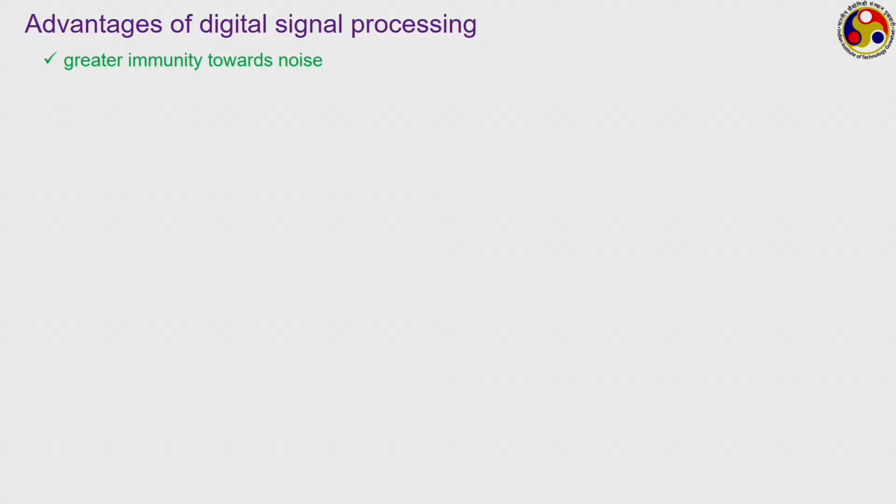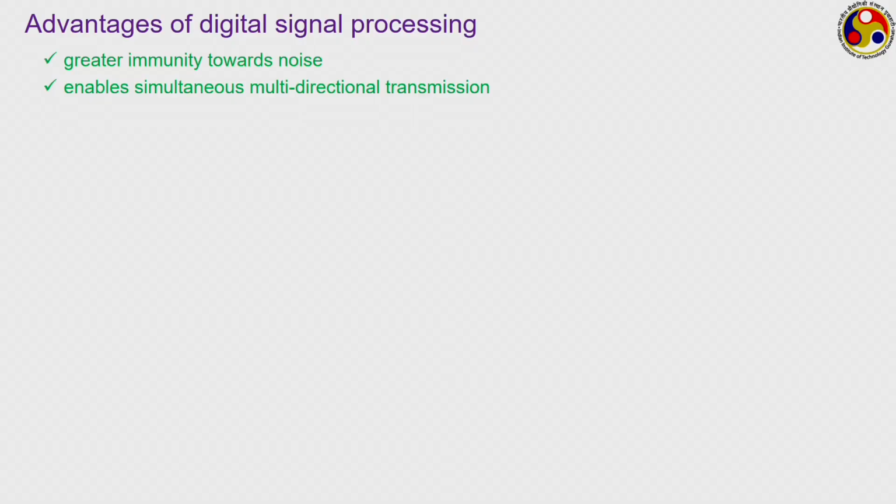Firstly, greater immunity towards noise. We shall be shortly seeing one example. Digital signals are, you can say, totally immune to the surrounding effects, thereby whatever input you are giving, that comes out exactly in the same form or whatever form we want. That enables simultaneous multi-directional transmission without any kind of transmission losses.